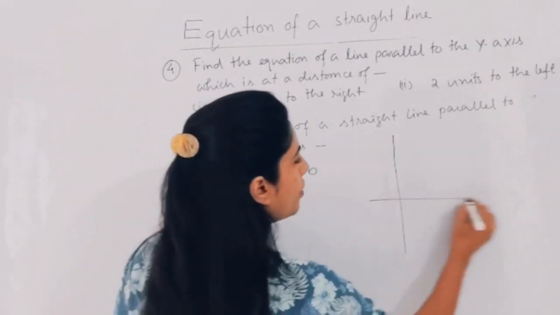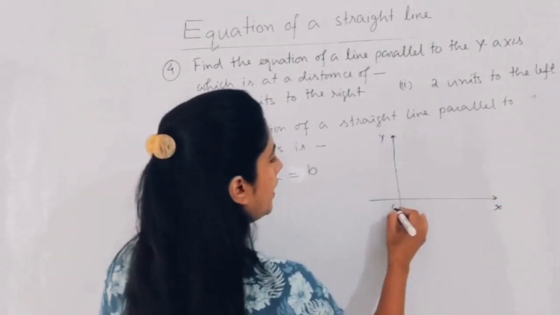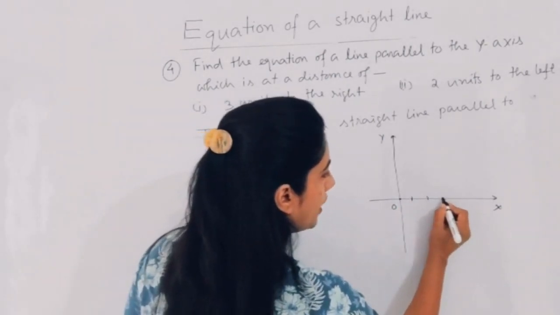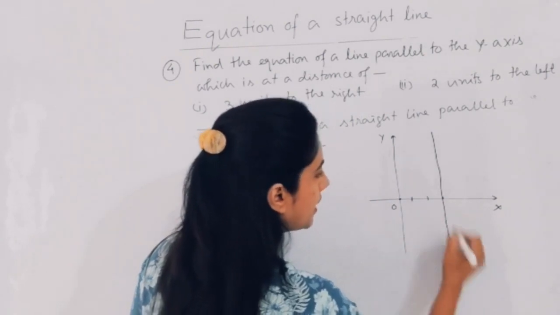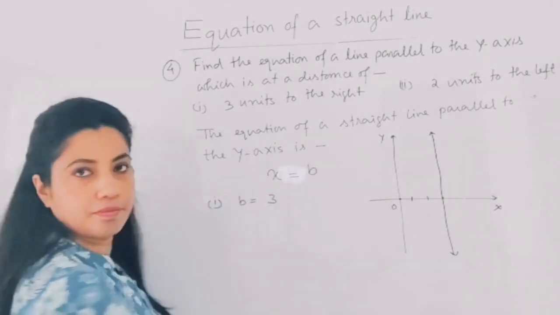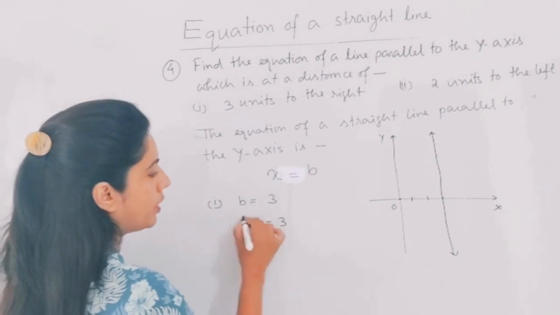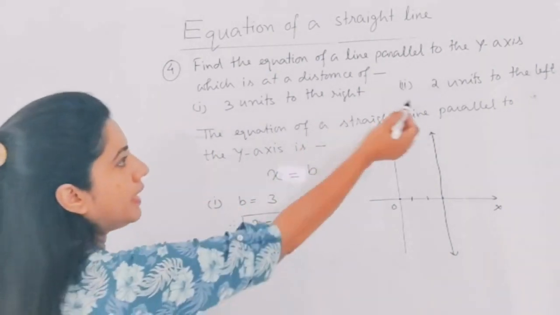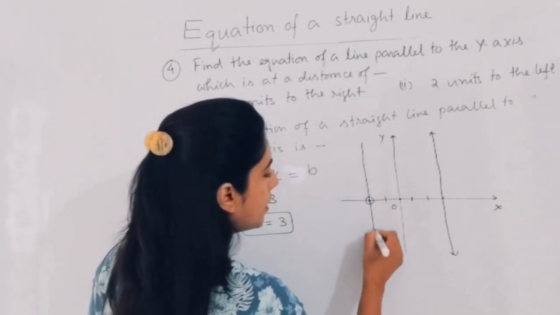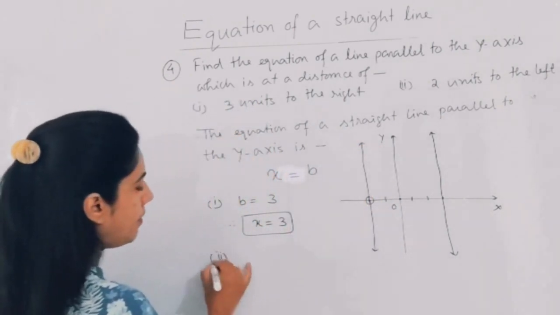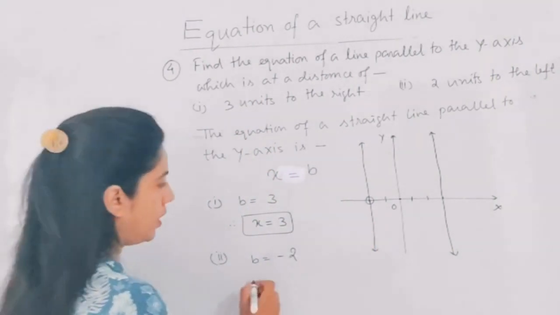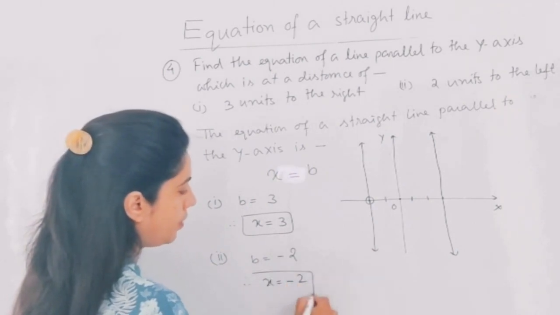Okay. Now just draw a rough diagram, the idea will be more clear. In the first case, it is 3 units to the right. That means the line 1, 2 and 3, the line passes through this point like this. You have to find out the equation of this line. So in the first case, your b value is 3. Therefore, equation will be x is equal to 3. That's all. Okay. In the next case, 2 units to the left. So if you see, it is this point through which the line is passing. Okay. So in this case, your b value is minus 2. On the left side of the y-axis, it is minus. So b is minus 2. Therefore, the equation of the line will be x is equal to minus 2.